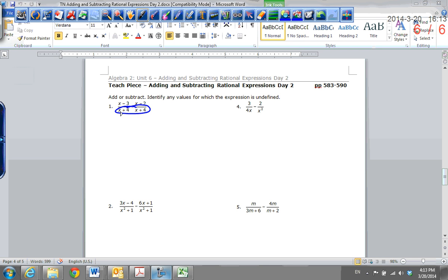Anytime you have common denominators, life is easy. Just add the tops, keep the bottoms. So I know my bottom is x plus 4, x and x make 2x, negative 3, negative 2 make negative 5. That's it. Common denominator, keep it the same, we're good to go.